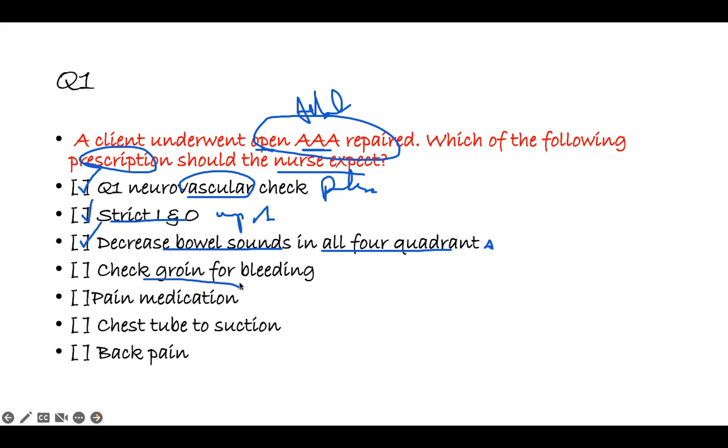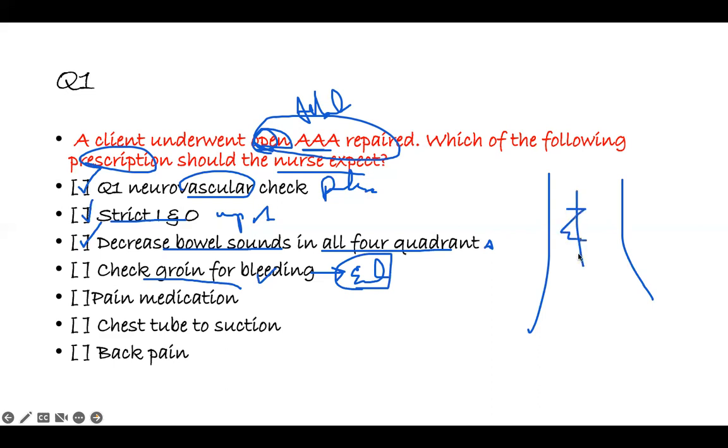Check groin for bleeding. You check the groin for endovascular repair, not for open aortic aneurysm repair. Pay attention. Endovascular repair, that's when you check the groin. These people have an incision in their abdomen. So if this is the abdomen, they have an incision right there. So there's no need to check their groin. So this is wrong. Pain medication, of course. With this big incision, they need pain medication.